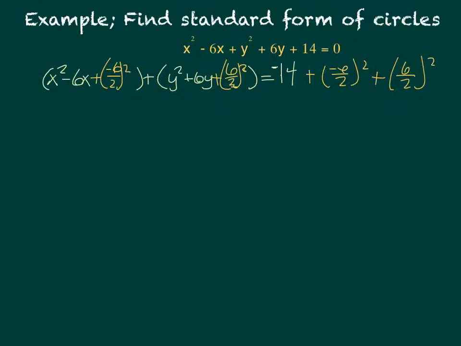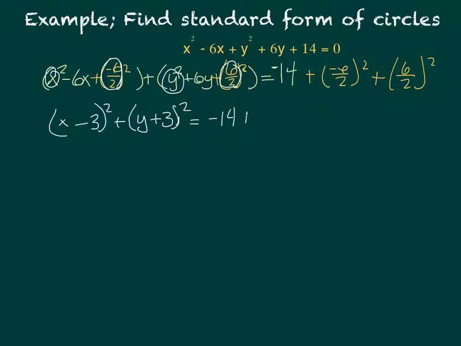And then I have my completed square. So I'm going to take my x and drop it in. I'm going to take whatever's inside those parentheses right there, which is a negative 3. 6 over 2 is 3, squared, plus take my y, drop it in, and then 6 over 2 is positive 3, squared, equals negative 14 plus (6 over 2). Negative 6 over 2 is negative 3.